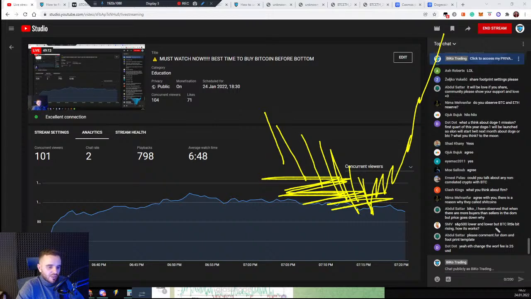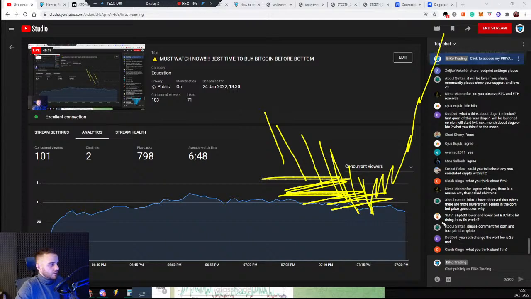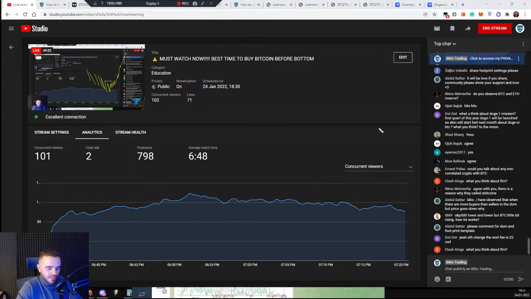S&P 500 lower and lower, but BTC a little bit rising. How does it work? I told all of you that they are not 100% correlated. There is no massive correlation between Bitcoin and S&P. That's why they have different players. That's it.